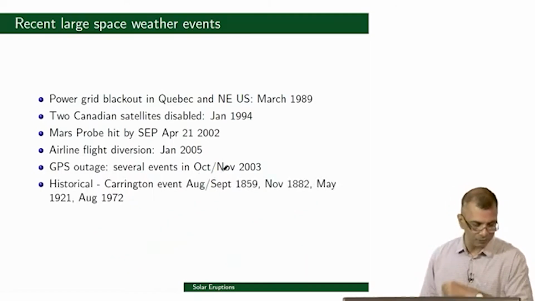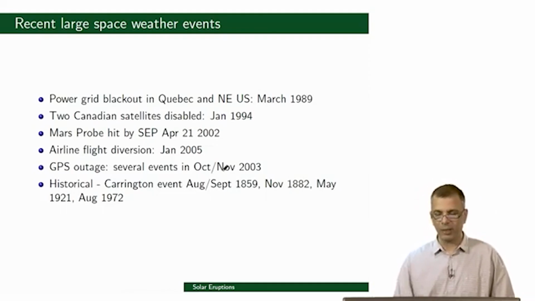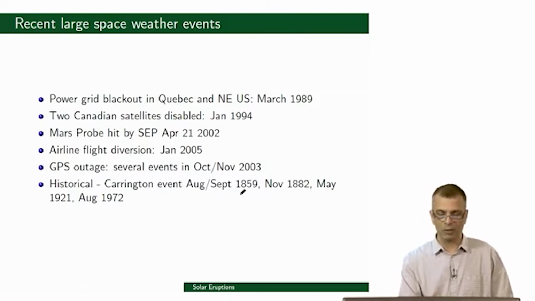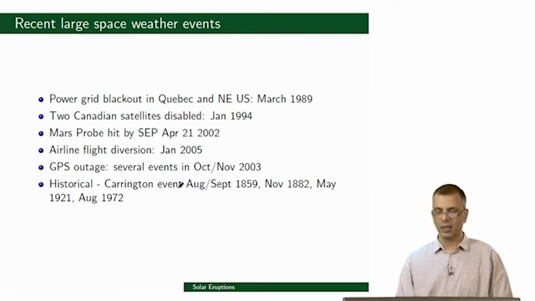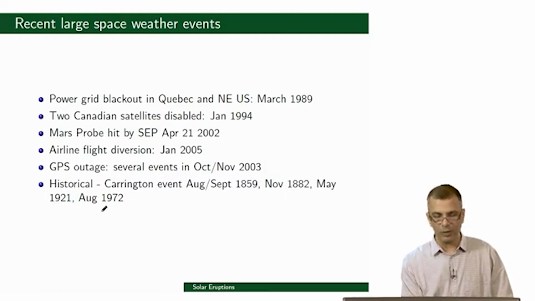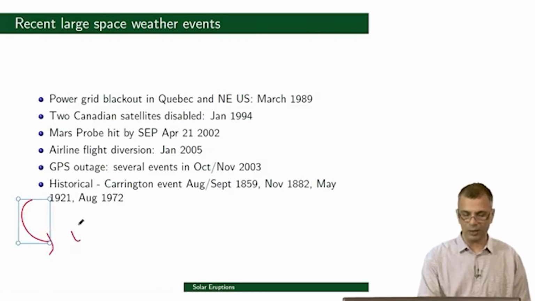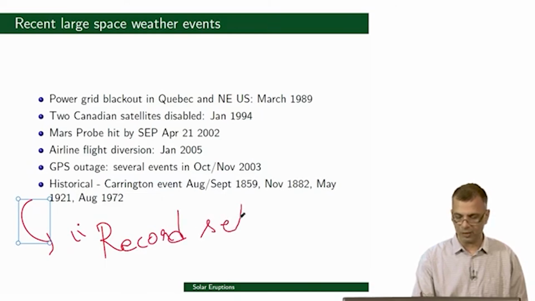And historically, perhaps one of the largest flare coronal mass ejection events happened in August and September 1859, and interestingly, the Geomagnetic Observatory in Alibag near Bombay was one of the few observatories which recorded this event, called the Carrington event. There were also very large events recorded in 1882, May 1921, August 1972. These are, so to speak, record breakers, record setting events.